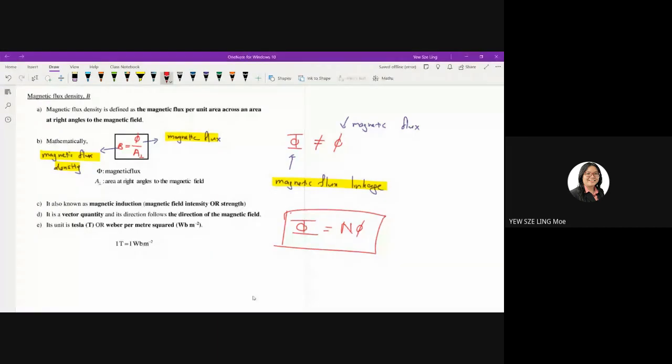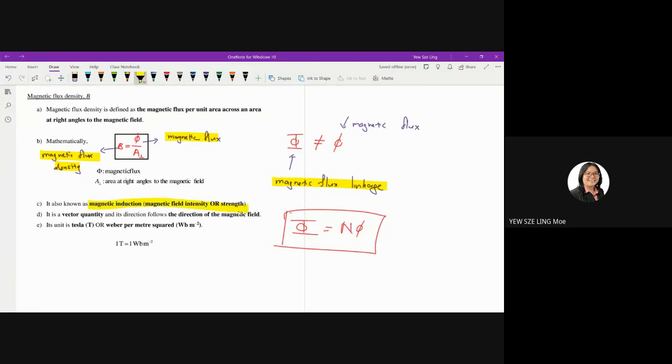All right, so we are going to go through all these terms again in chapter 5. This part, in chapter 4, just gives you the definition of magnetic flux density. It is also known as magnetic induction, magnetic field intensity, or magnetic strength. Like I told you just now, it has a lot of names.